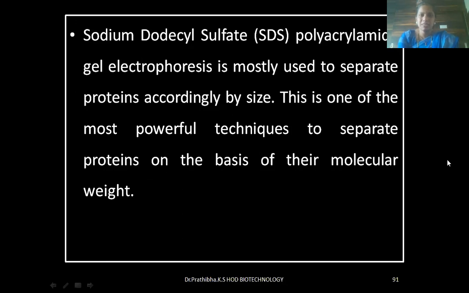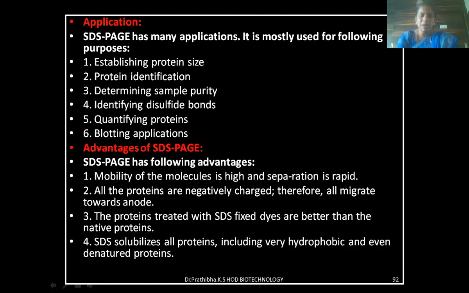SDS means sodium dodecyl sulfate polyacrylamide gel electrophoresis. Okay, SDS PAGE is used to separate proteins according to their size. This is one of the most powerful techniques to separate proteins on the basis of their molecular weight. Now let us go through the applications of SDS PAGE. SDS PAGE has many applications. It is mostly used for the following purposes. First one, establishing protein size, protein identification, determining sample purity, identifying disulfide bonds, quantifying proteins, blotting applications.